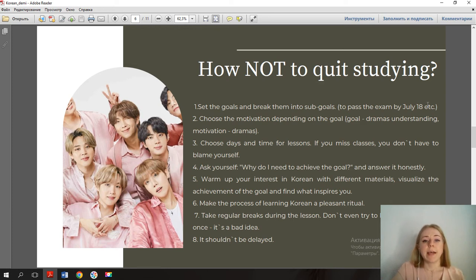What does it mean? Set the goal. For example, you're not just studying Korean just because you like Korea, or just because you like Korean culture, something like that. You have to understand what the goal is, and then set that goal and break it into sub-goals. For example, I have a big goal, to go to Korea this summer.